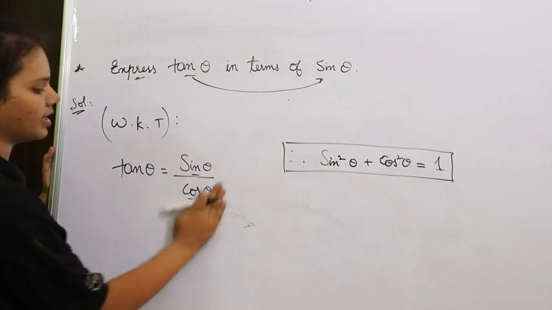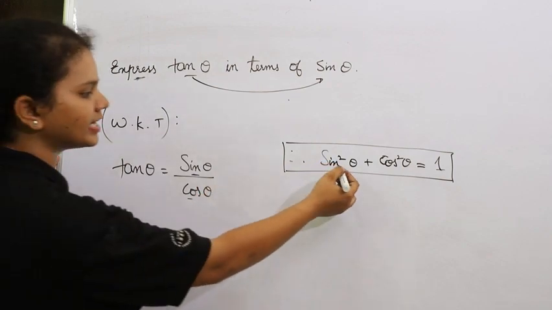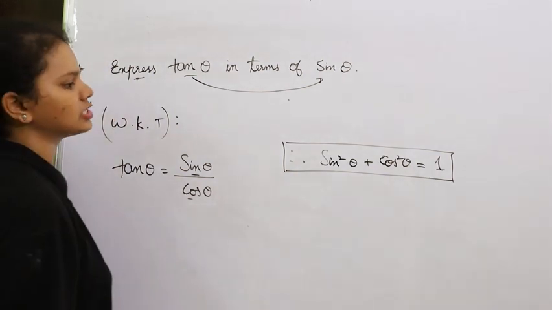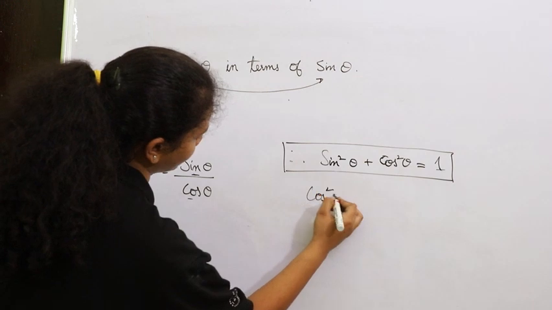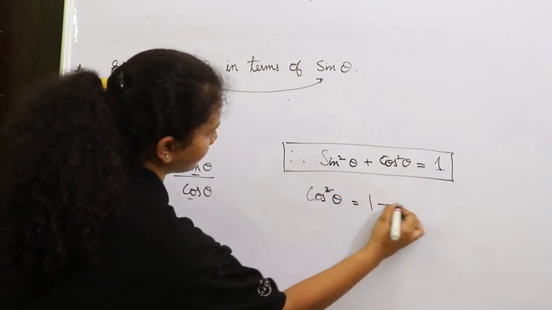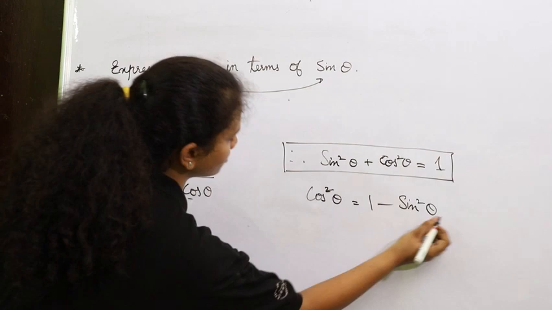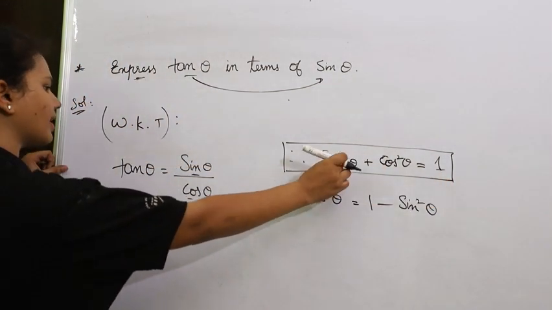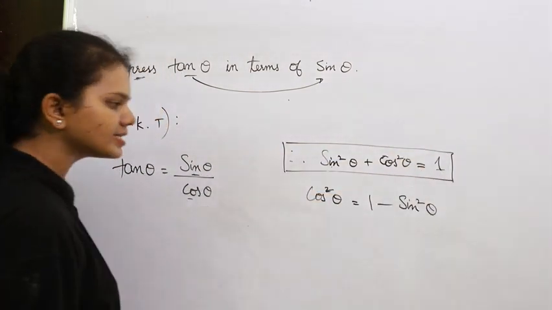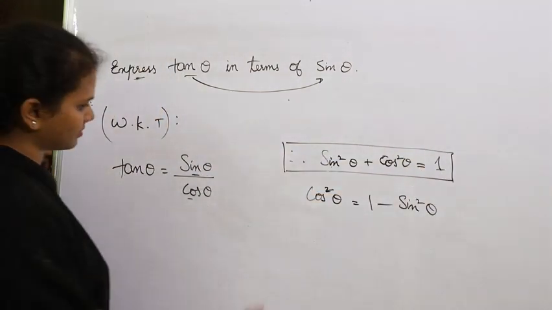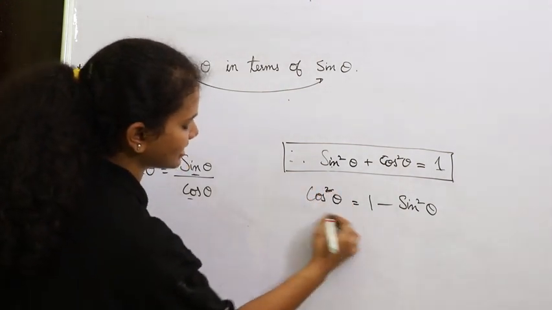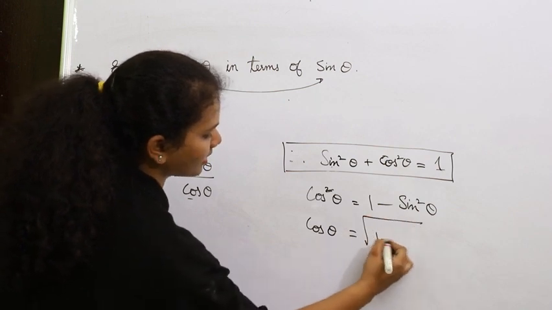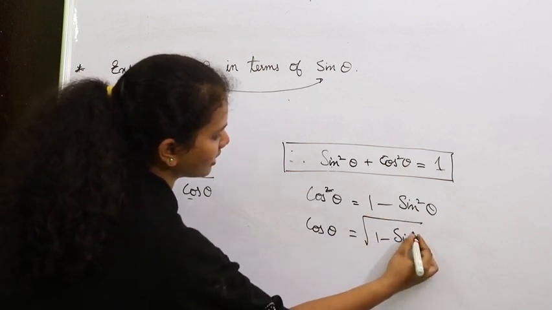Now here sin square theta plus cos square theta is equal to 1. Now cos square theta is equal to 1 minus sin square theta. So transpose this sin square theta to the other side; the plus sin square theta becomes minus sin square theta. Clear? Very good. Now transpose this square to the other side. If you transpose the square to the other side, this becomes what? Root.